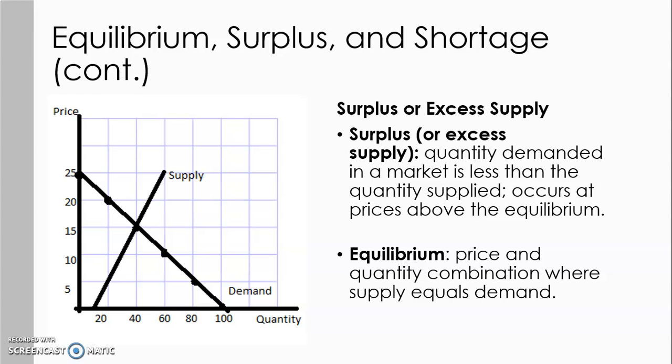A surplus, or excess supply, is going to happen when the quantity demanded is less than the quantity supplied. So it's at a price above equilibrium. For example, at a price of 20, quantity demanded is 20, but quantity supplied looks like it's 50. So since 50 is greater than 20, we have a surplus.